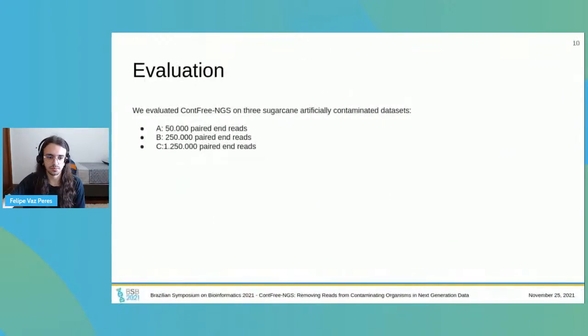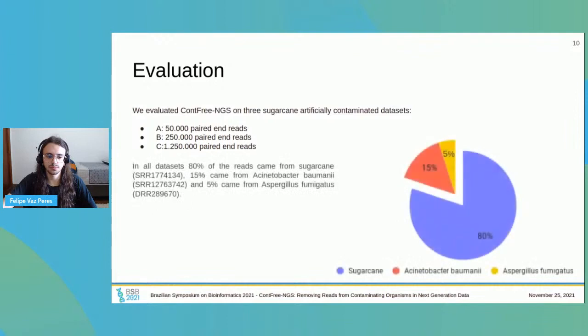To evaluate Control-NGS, we ran Control-NGS against 3 sugarcane artificially contaminated datasets. So dataset A contains 50,000 reads, dataset B contains 250,000 reads, and dataset C contains 1,250,000 paired-end reads. In all these datasets, 80% of the reads came from sugarcane, 15% of the reads came from the bacterium Acinetobacter baumannii, and 5% came from the fungus Aspergillus fumigatus. So here is the representation of the taxa in these datasets.